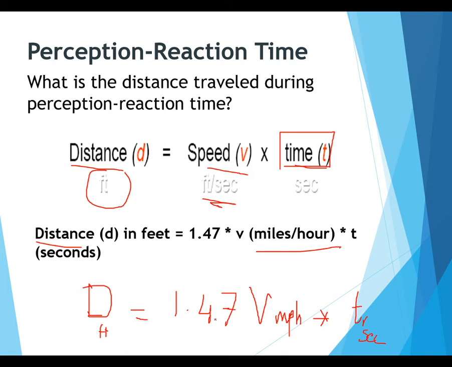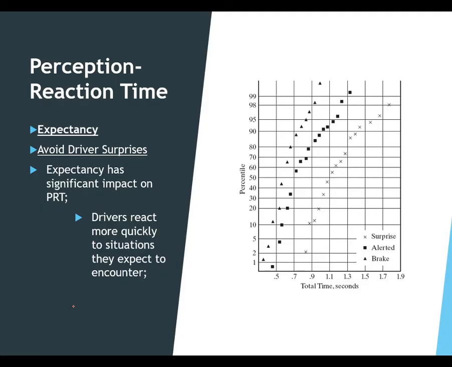So how do you get this 1.47? Well, we have how many feet in a mile divided by how many seconds in an hour. It will give me 1.46667, and this will be our conversion rate. Okay, we're going to solve some very simple questions about this in class, but I'm going to move ahead.